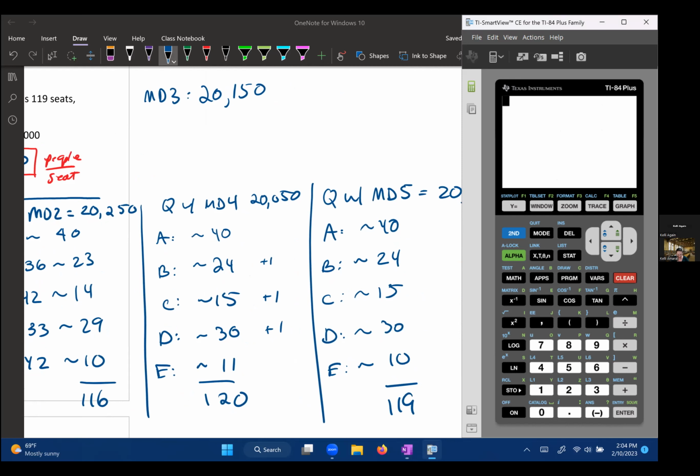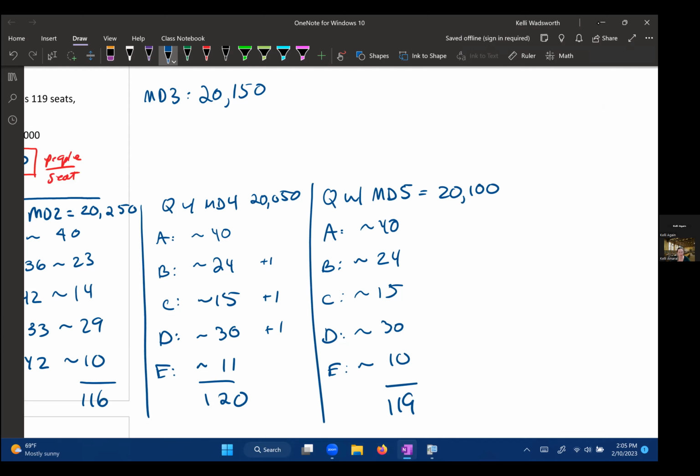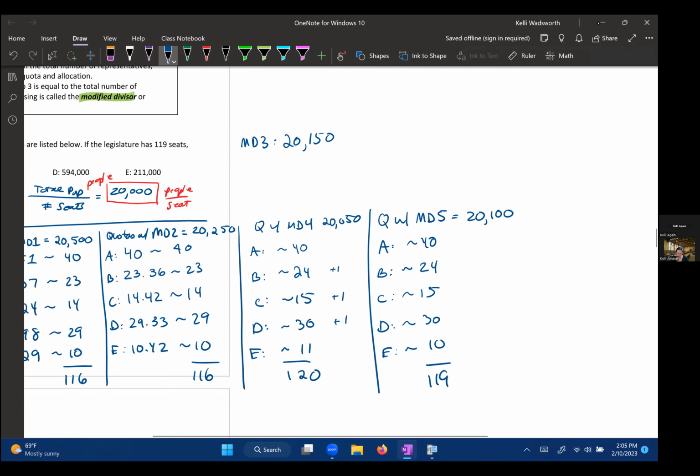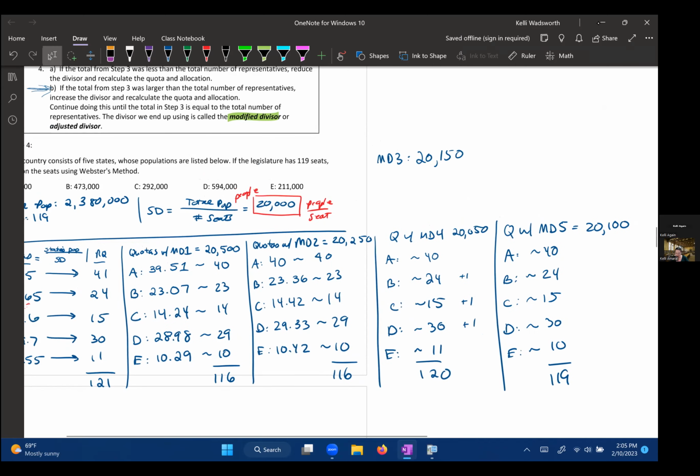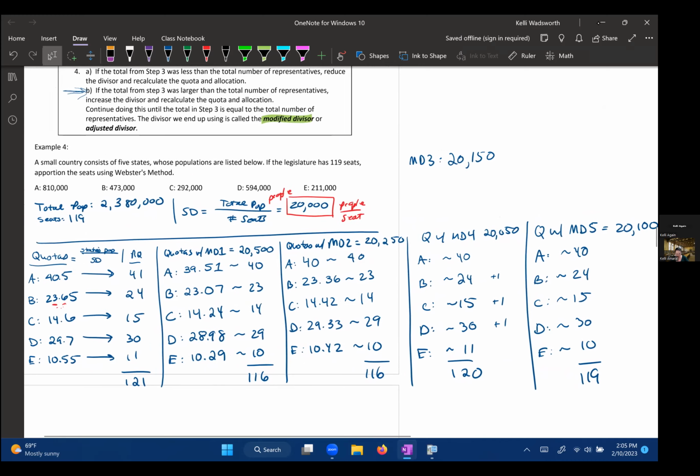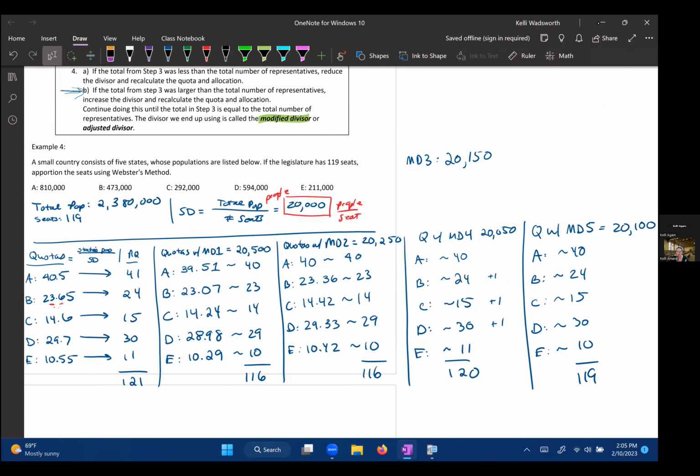I will just check just to make sure. 40 plus 24 plus 15 plus 30 plus 10. Yay, 119. Okay. So there you go. So the choices that I made, right, made it so I had to calculate the quotas 5 times. Well, actually, I guess 6 times, because the first time was the regular quota, and then I did modified divisors 1, 2, 3, 4, 5 plus the first, that's 6 times.